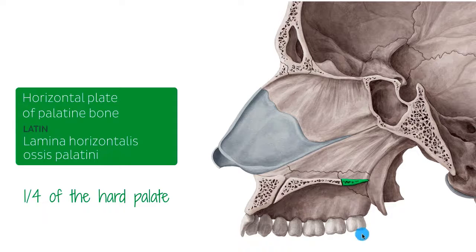Here we can see where the superior part of the medial border articulates with the lower edge of the vomer. It also forms part of the inferior nasal meatus on its nasal surface.